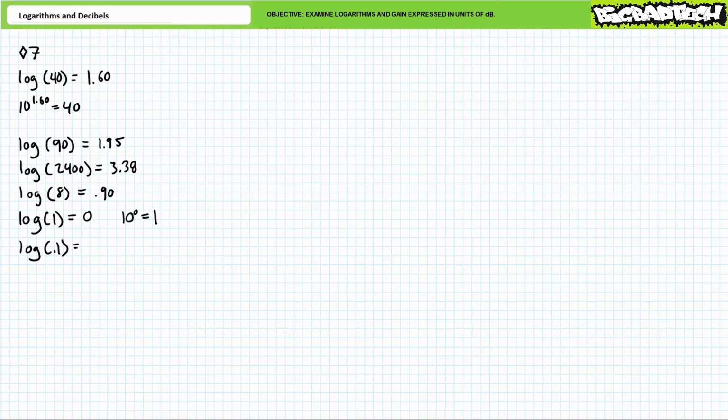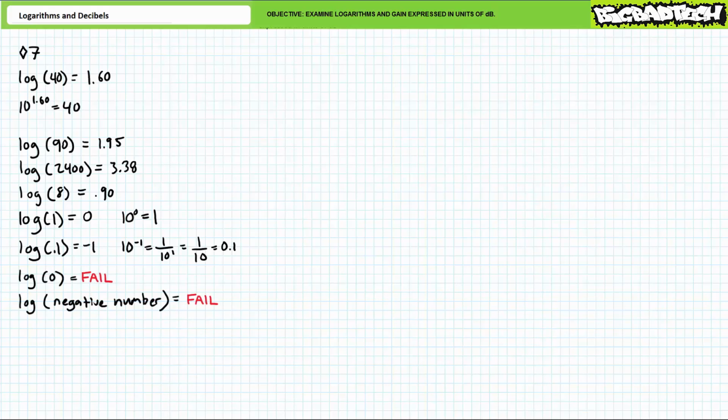What about the common log of positive numbers smaller than 1? Consider the expression log of 0.1. 10 raised to the negative 1 is 1 over 10 raised to the 1, or 1/10, where 1/10 in decimal form is 0.1. What about log of 0, or log of a negative number? It don't work, so don't try it. Log functions only work for numbers greater than 0.